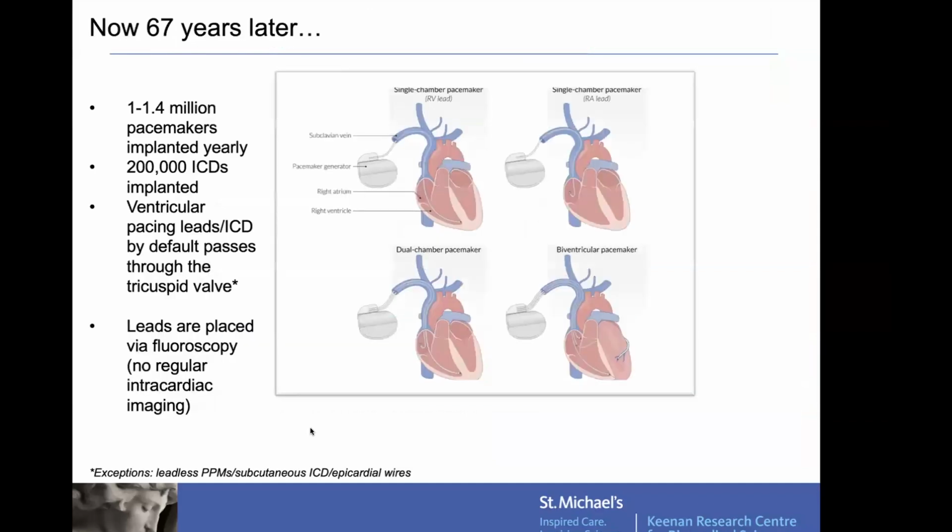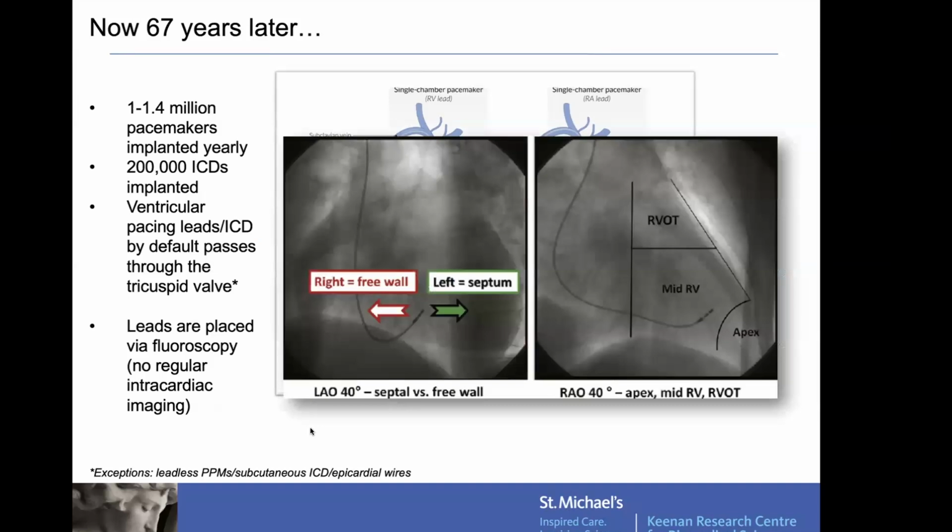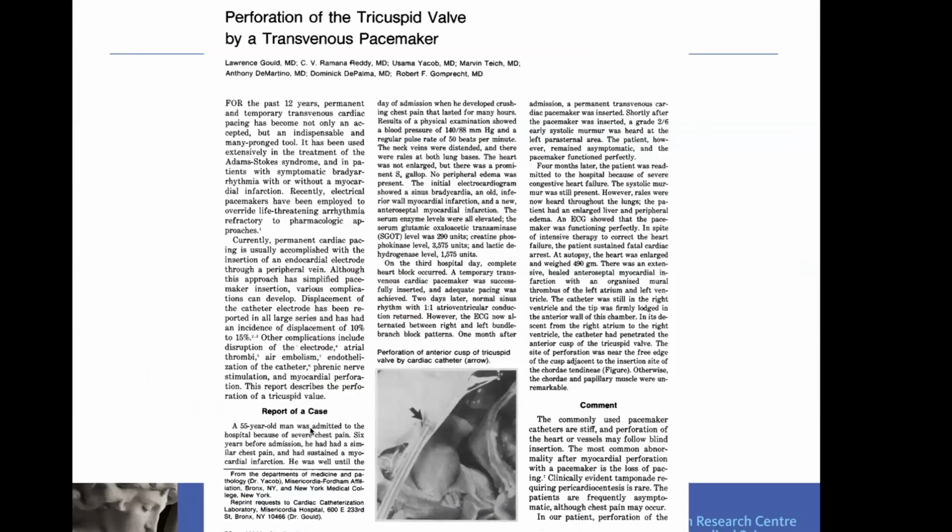So fast forward now, 67 years later, more than 1 million pacemakers go in yearly. And by default, until very recently, ventricular pacing leads, or ICD leads, have to pass through the tricuspid valve. And these leads are placed in the EP lab under fluoroscopy, and there's not really regular intracardiac imaging. In 1974, that was the first ever case report of TR caused by a pacing lead, and diagnosed via a murmur when the patient developed heart failure and died. And then on autopsy, they actually found the valve perforated by the pacing lead.